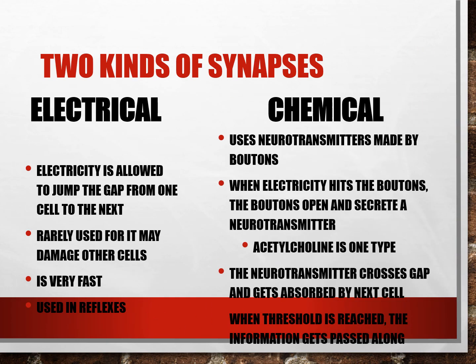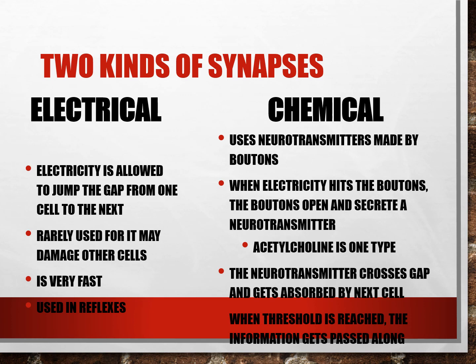Most of our synapses are what we call chemical synapses. These use neurotransmitters made by the Butons. So again, think of a Buton as being a water gun. If I'm one neuron, you're another neuron. There is a space between us. You're asleep. I need to wake you up. I can't talk to you.